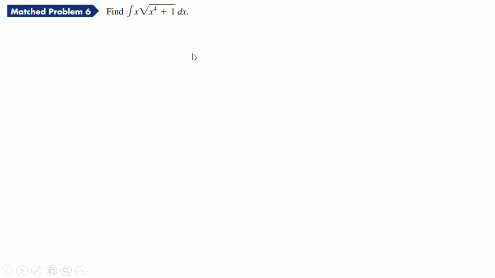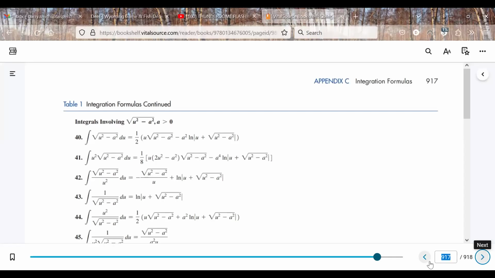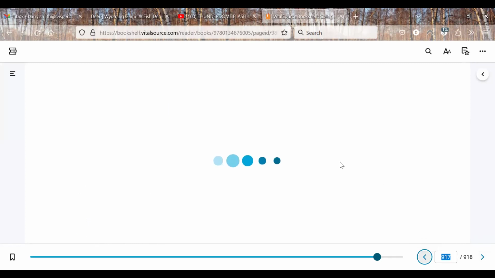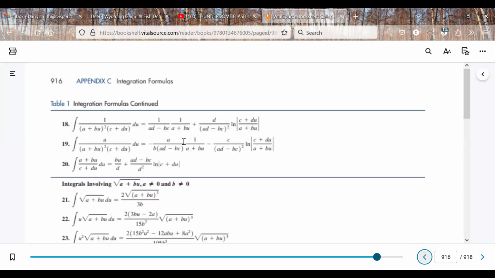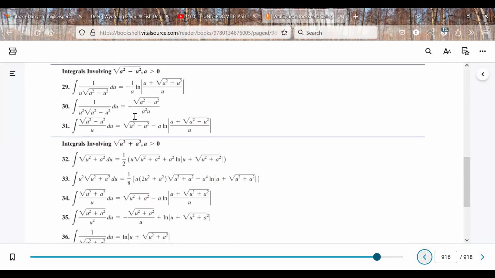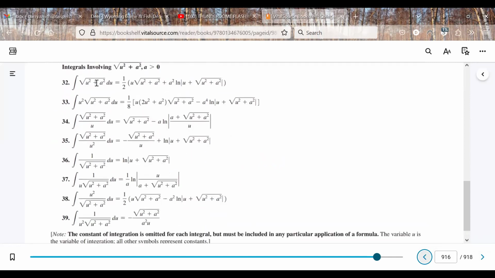All right, so here we've got another one, the integral of x times the square root of x to the fourth plus 1. All right, so let's try to look for something in our table. We're going to want something with x squared plus 1 in the denominator, I think. It looks like 32 is going to fit that bill. So we're going to use this one this time.